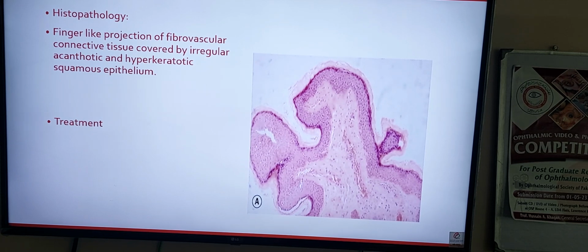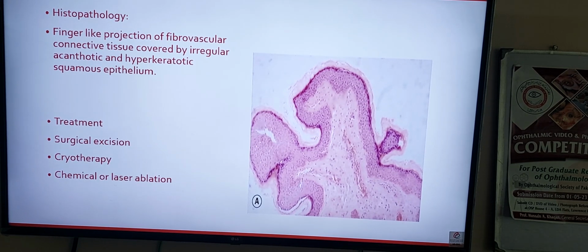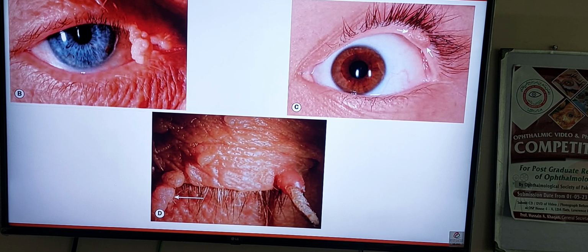On histopathology, we see finger-like projections of fibrovascular connective tissue, which are covered by irregular acanthotic and hyperkeratotic squamous epithelium. Treatment is surgical excision of the papilloma, or we can do cryotherapy or chemical or laser ablation. So these are the pedunculated squamous papilloma. This is the sessile; you can see it is broad based. And these are the filiform, which are hyperkeratotic whitish lesions.